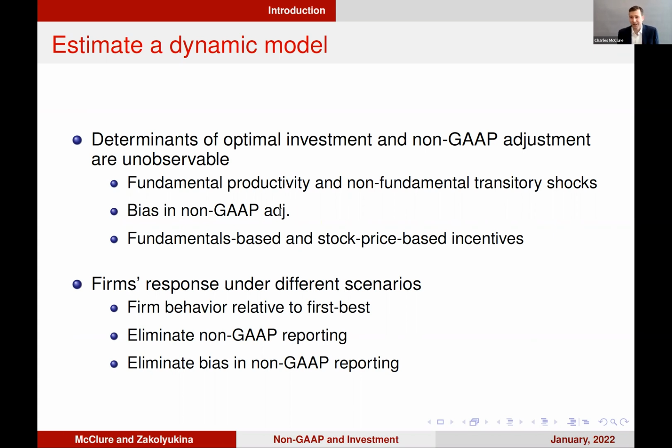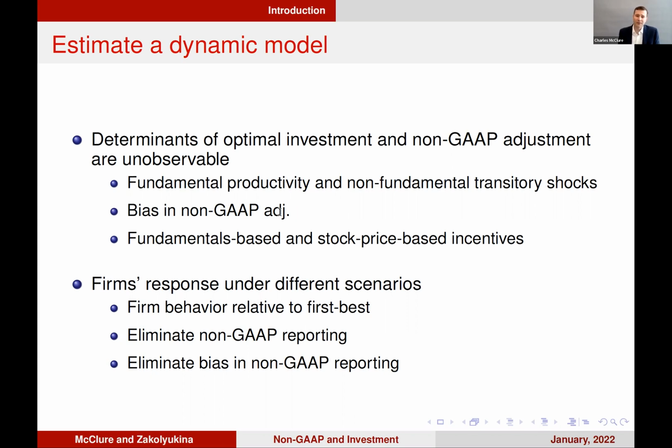The fundamental shocks are persistent and related to the core business, whereas the transitory shocks are related to the accounting signals being imperfect. So if you look at accounting statements and amounts, you don't necessarily get a good sense of why that is, or how much of a particular amount is related to the fundamental shock versus the transitory shock. We also don't observe the amount of bias in the non-GAAP adjustment.